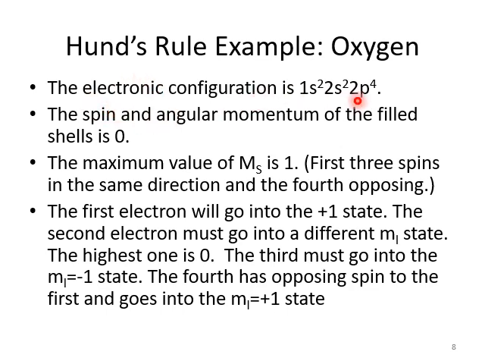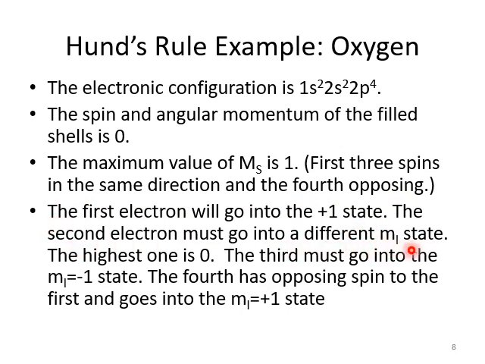In oxygen, we've added 1 electron to the system. Once again, the filled shells have angular momentum and spin of 0. The maximum value now of m sub s is 1, because the first 3 spins point in the same direction, but then the next state that we could possibly fill is going to have a spin in the opposite direction. We'll be forced to be in the opposite direction. So the first electron goes into plus 1.